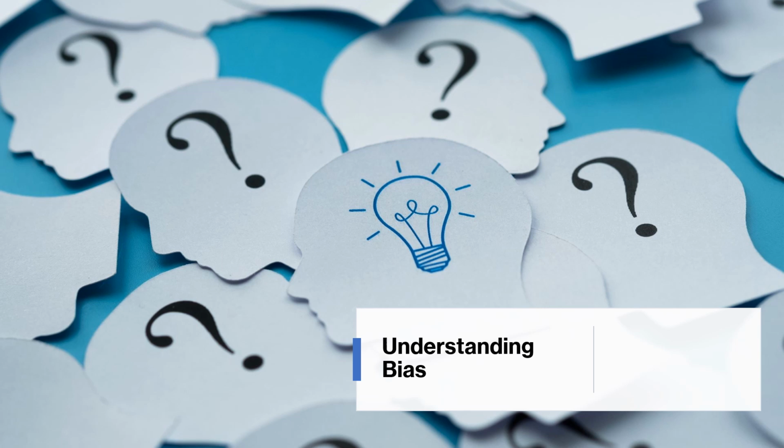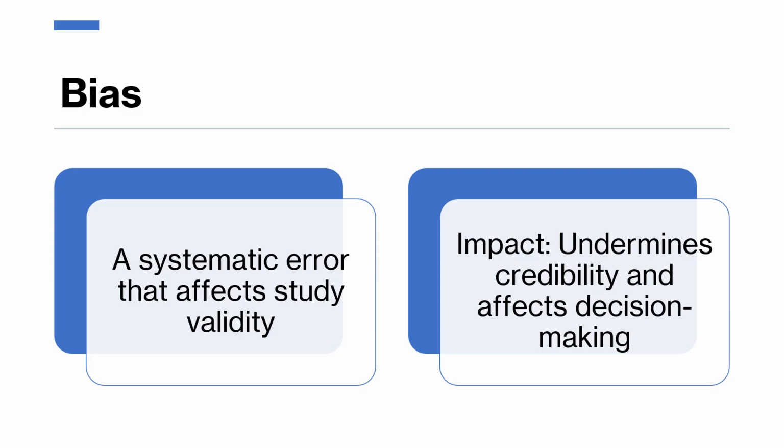Let's talk about understanding bias and the impact that bias can have on our surveys and our research studies. And when we're picking samples, we need to understand how our bias might be affecting research. So bias is a systematic error that affects the study validity. And its impact is that it undermines the credibility and affects decision making. And if you have a bias that you're not controlling for in research, because we all have biases, if you're not controlling for your biases and you're not aware of what they might be, then you're going to be allowing them to infect your data.